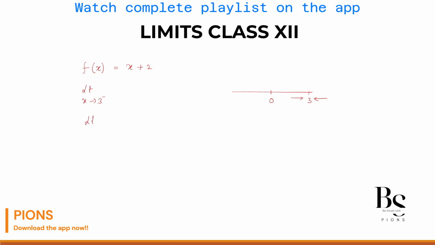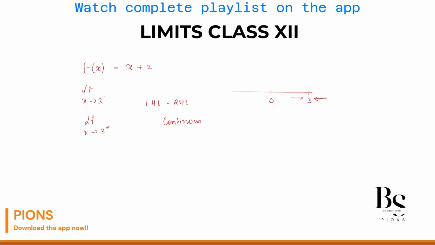And limit x tending to 3 plus. 3 plus means you are approaching 3 from the right hand side of 3. These are the basic notations we will use here. And then we will substitute. And then we will see if the left hand limit is equal to the right hand limit. If the left hand limit is equal to the right hand limit, then we say that the given function is continuous. Clear? So here you will see the continuity part of limits which we have done.